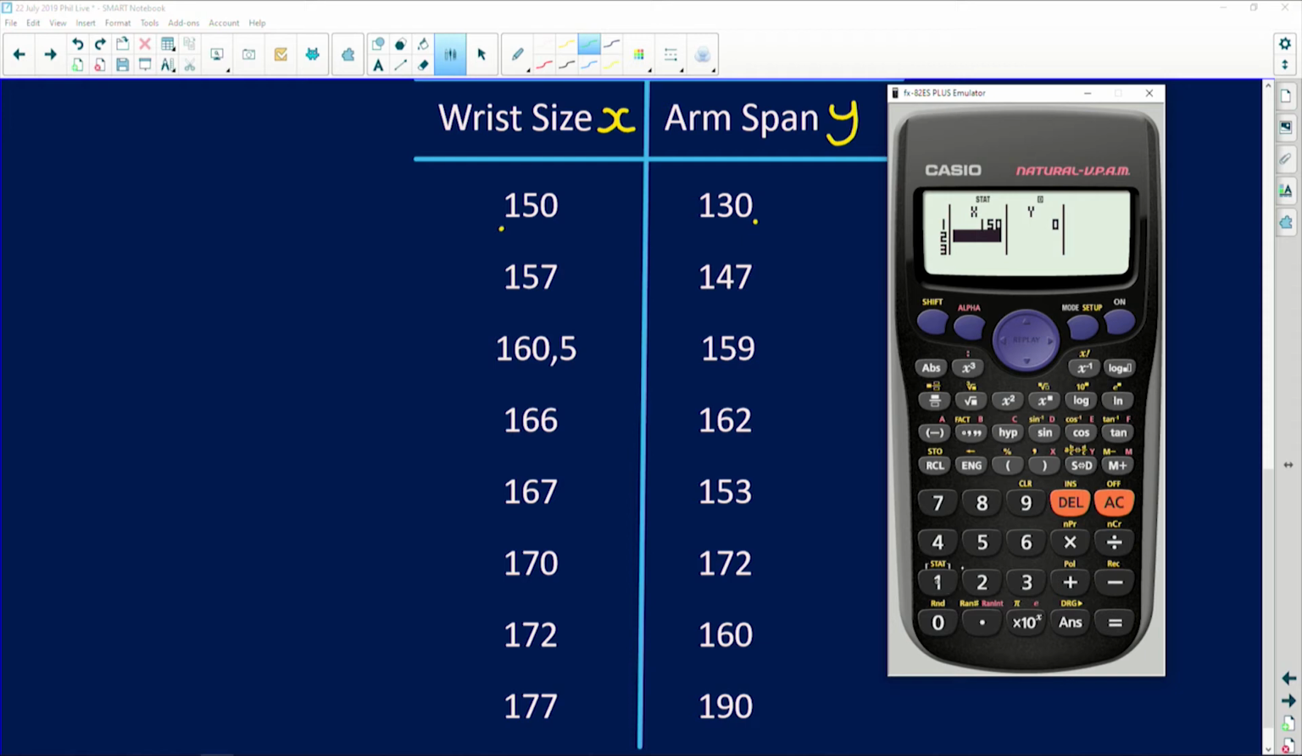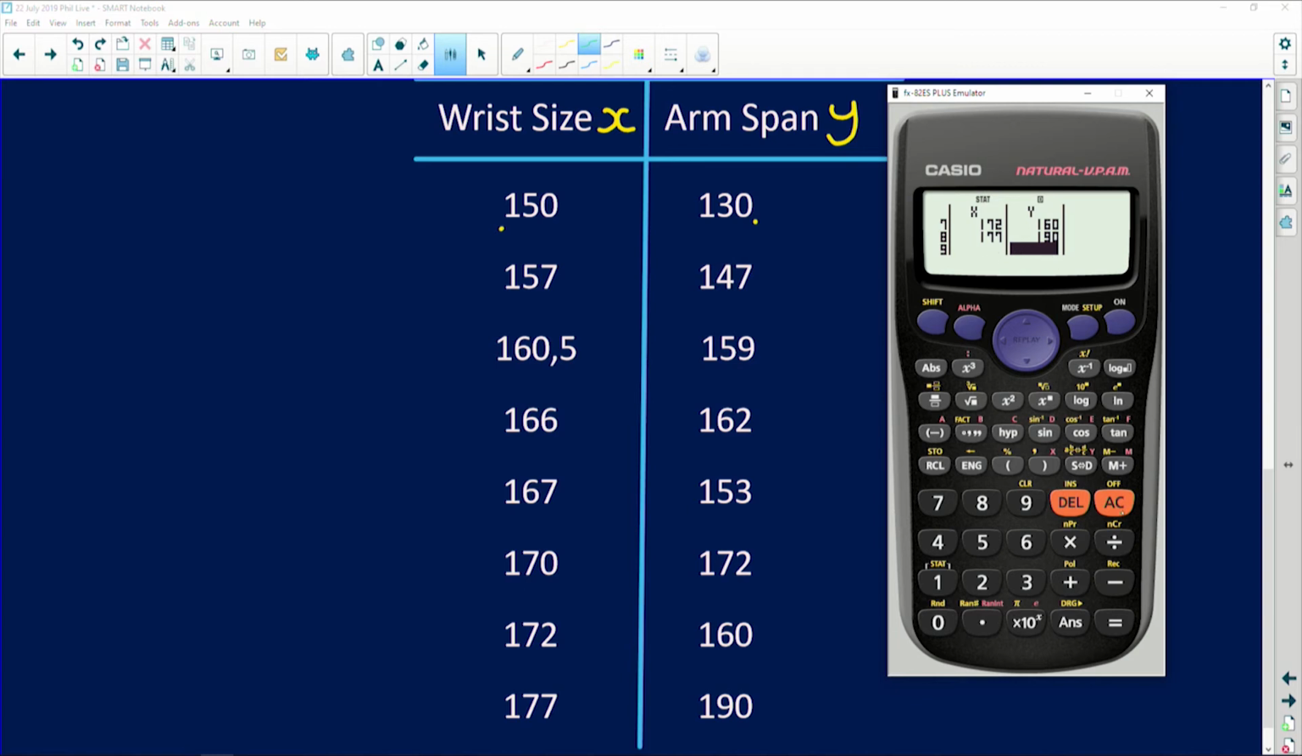150 equals, 157 equals, 160,5, 166, 167, 170, 172, and 177. Now for the y variables, we do exactly the same thing. Enter each of your data points followed by an equal sign: 162, 153, 172, 160, and 190. And when you get your table, always make sure that you have the same number of values in each column.